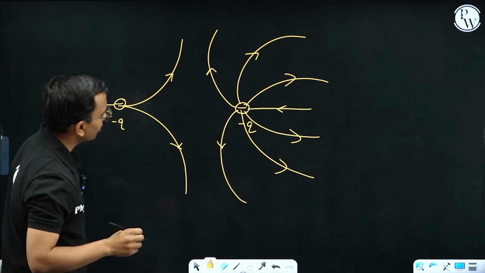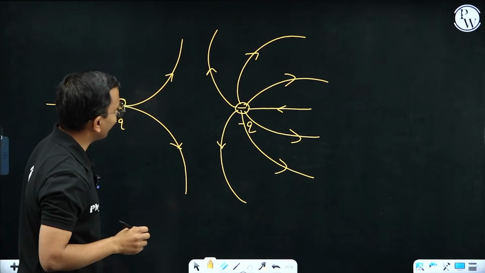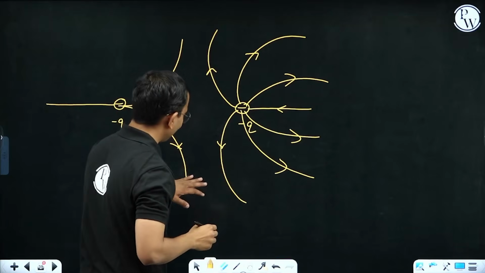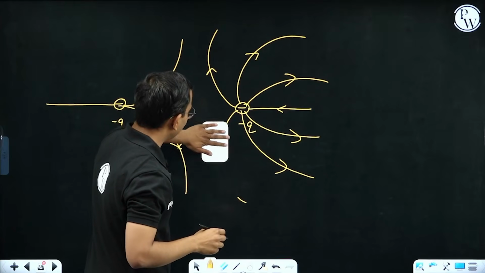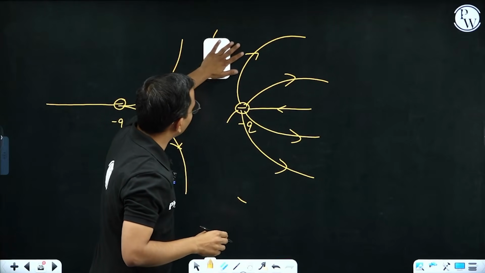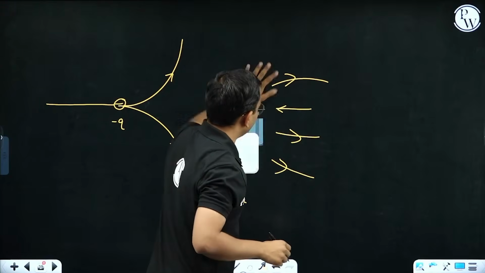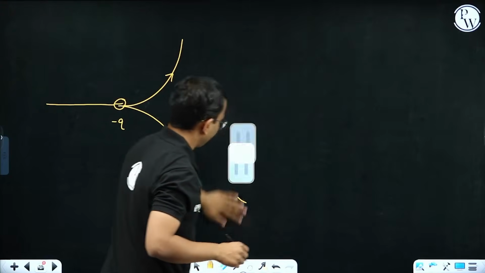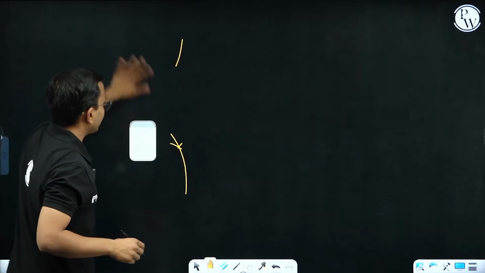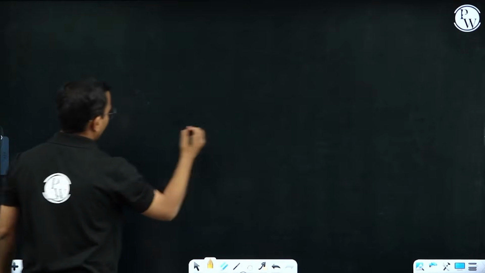Oh, I made a mistake in the direction here actually. This direction is wrong. It's coming out. I should... Anyways, I am redrawing it. Negative charge is there, so field lines are not coming out. They are going inward. Okay, so I am drawing it again.